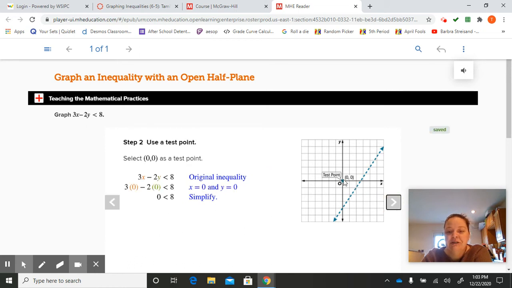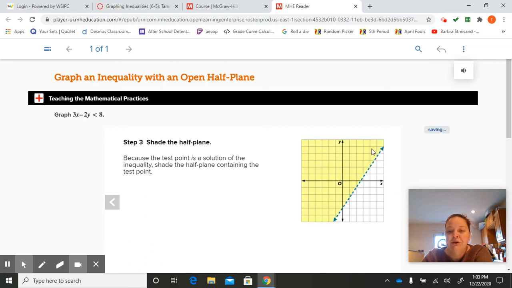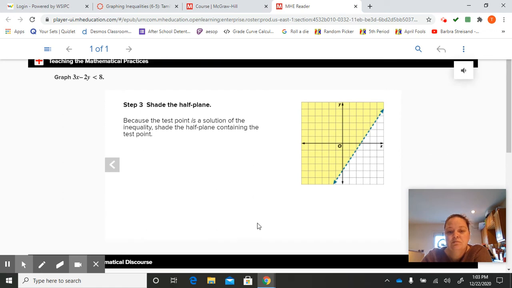Then we can use 0, 0 as a test point to verify which side we're going to shade. Is it the top or the bottom? Because 0 is less than 8 is a true statement, then we know that we are for sure doing the top part, right? Because it ended up as y greater than, so we shade everything above.